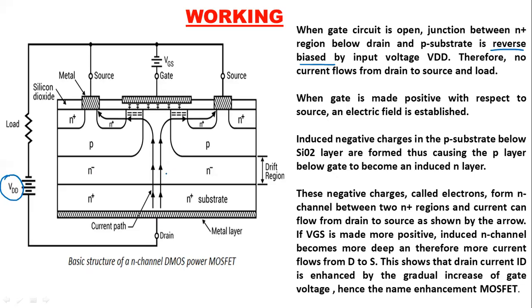So from the drain to the source, the current will not flow because VDD reverse biases the N plus region below the drain and the P substrate. Now when a positive gate pulse is given, when the gate is made positive with respect to the source, an electric field will be established. So this positive is coming here, and then the other side.